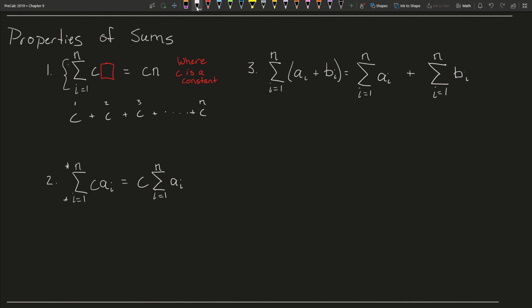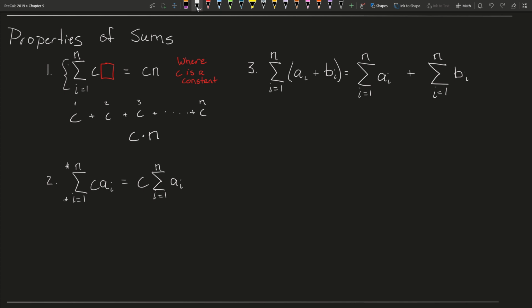So whenever we're adding one thing over and over again, that's just the definition of multiplication. So we can rewrite that as C times the number of times we're adding it together, which is n, and that's why that works. Okay, I'm not going to require you to know these just yet. I will probably later on down the road, but this is good forethought into what we're going to be doing a little bit later.